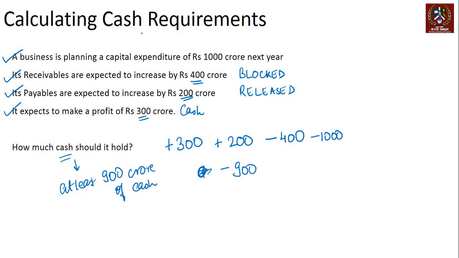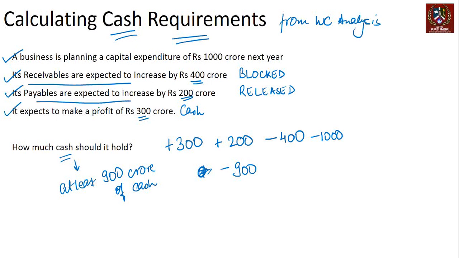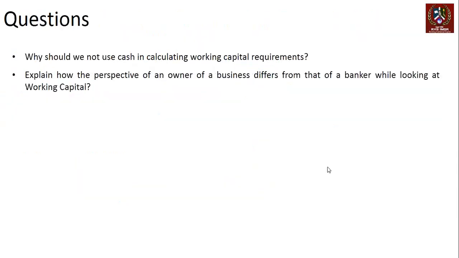Note how we found the cash requirement from working capital analysis. What was the working capital analysis here? What's happening to receivables? What's happening to payables? That is the working capital analysis, and that gave us the cash requirement, right? That's how and why we remove the cash from our calculation of working capital. That's an important parameter to remember. From now on, whenever we use the term working capital, that's going to use the formula non-cash CA minus CL, right? So that's it in this particular section.